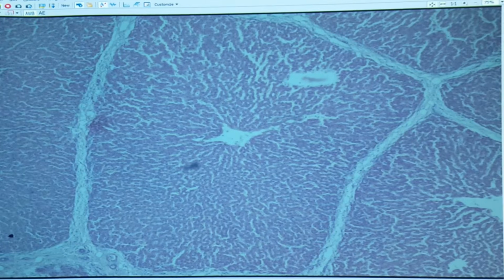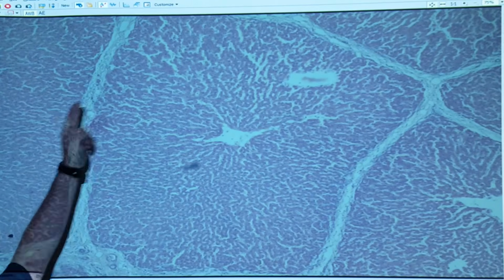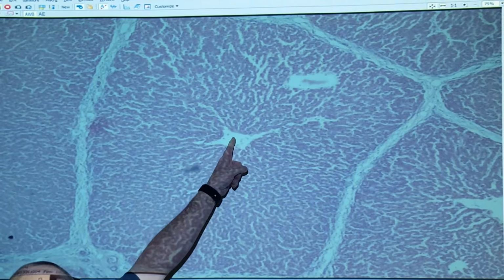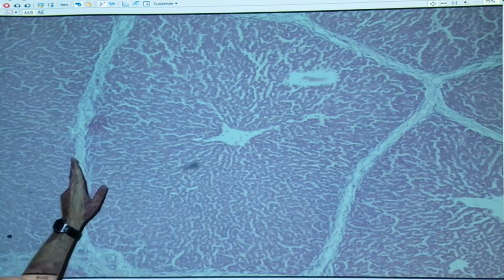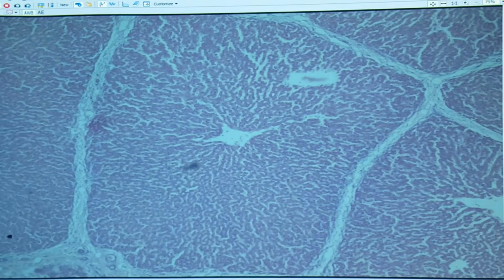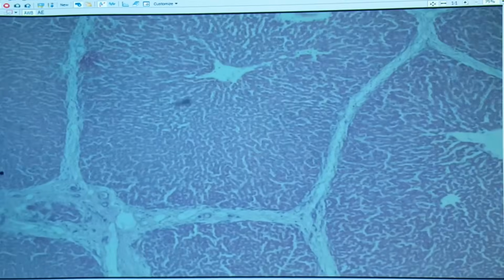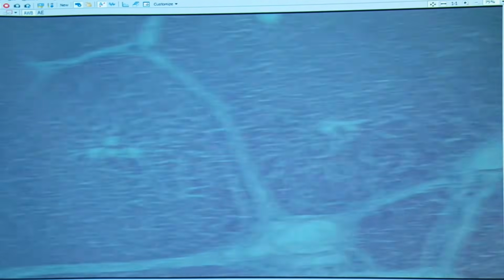Well, what I want you to focus on here is this repeated pattern you see in a liver slide. These structures that are roughly hexagon shaped, always with a vein in the center called the central vein. This is a liver. I'll show you several. So notice this repeating sort of pattern with a hexagon and a central vein in it.